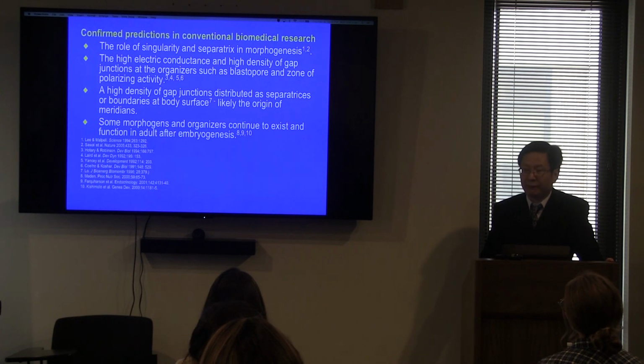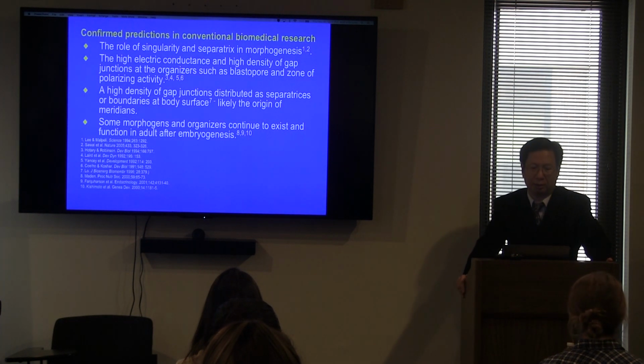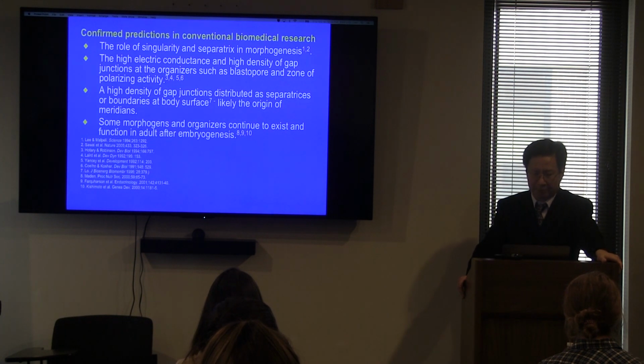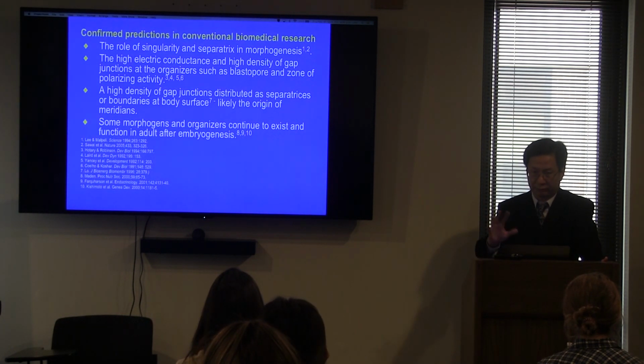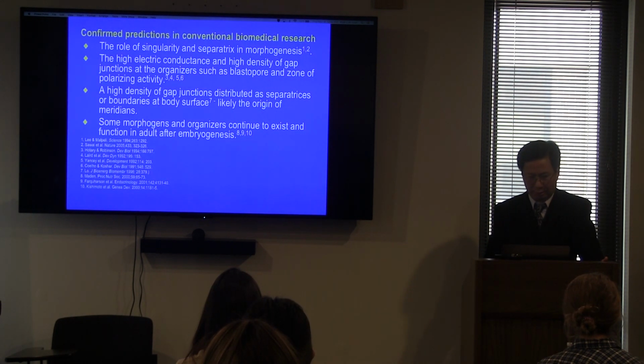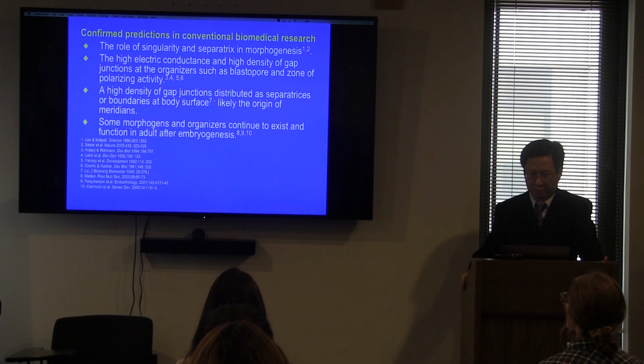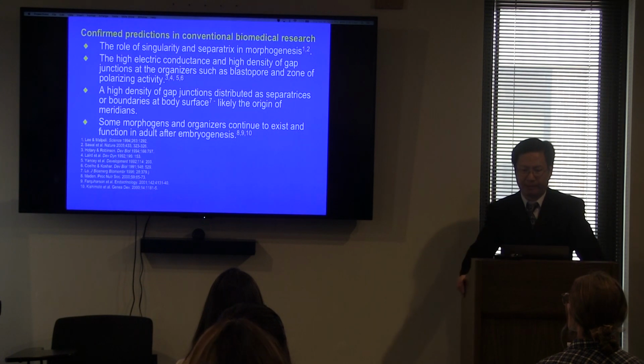And also there's been increasing evidence that morphogens and organizers continue to exist and function in adults after embryogenesis. For example, serotonin, we know it's a neurotransmitter, but in fact in the embryo it's a morphogen. It's important in determining the left-right axis. And retinoic acid as well is known to function both in adults and also as a morphogen in the embryo. The TGF-beta factors have also been shown to function in both adults and embryogenesis.